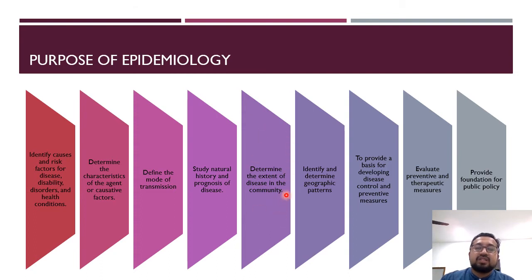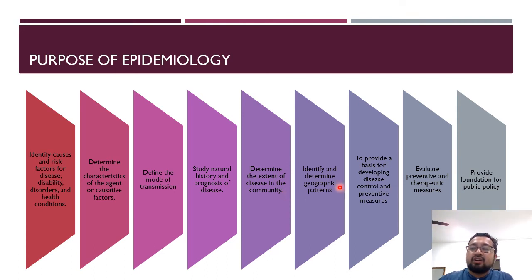Nak tahu macam mana benda ni boleh spread. Adakah dia spread sangat laju, ataupun dia spread slow sahaja. Macam mana spread tu boleh berlaku, kan? Macam COVID ni kena overcrowding baru spread tu boleh berlaku antara people. Right? Identify and determine geographic patterns.